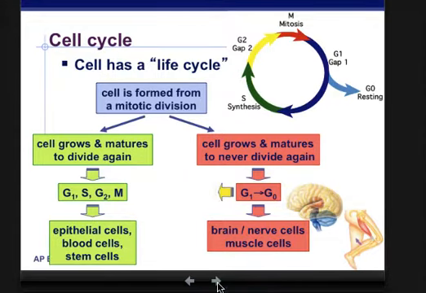The unique case is the liver, which after you've matured, your liver cells are not going to go through mitosis again unless there's an injury, and then your liver cells can go through mitosis again. So the liver's a little bit unique that way.